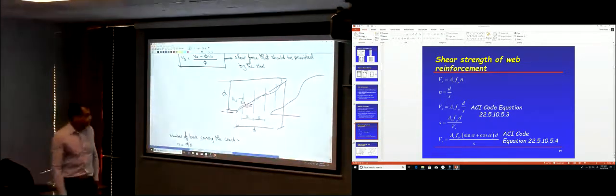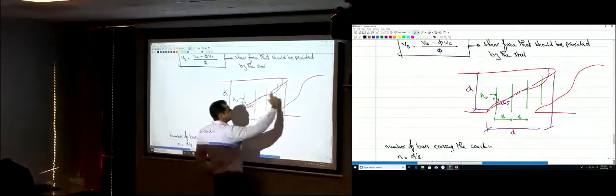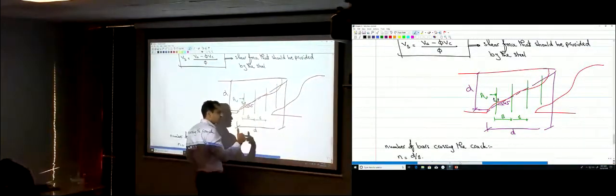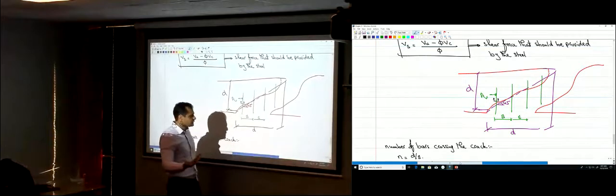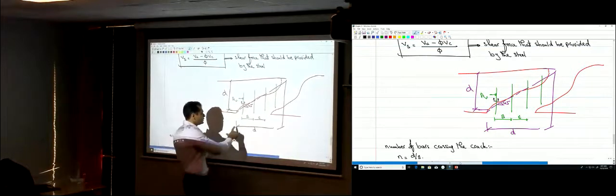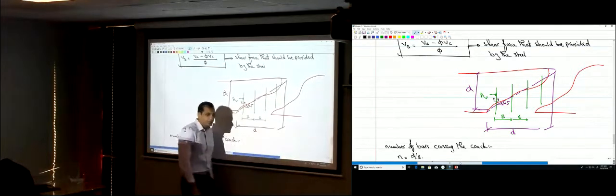We said we have your crack over here. We're going to assume that the width of the crack, this is conservative, but that's what's recommended by the ACI code. We're going to assume that the width of the crack is d, okay?